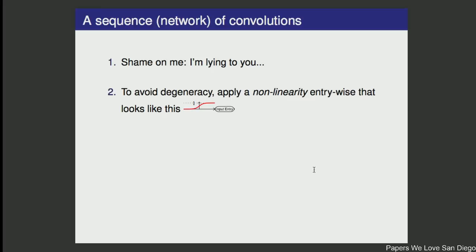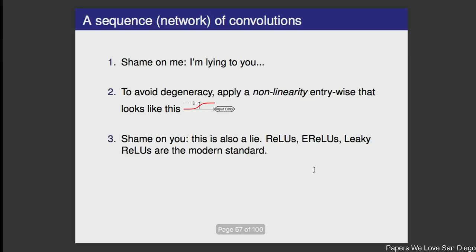called the sigmoid activation. And shame on you, right? It's shame on you if I lied to you twice. Because this is also a lie. This is not what's used anymore. Certainly not in convolutional neural networks. There's a bunch of so-called activation functions. I won't get into them. Just know that we're applying something so that the output is not quite convolution. It's convolution with a transformation applied so that it's not just degenerate.